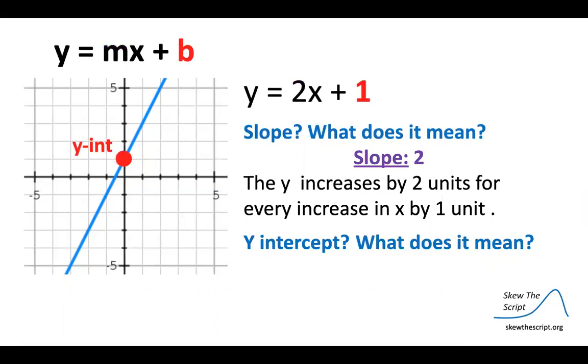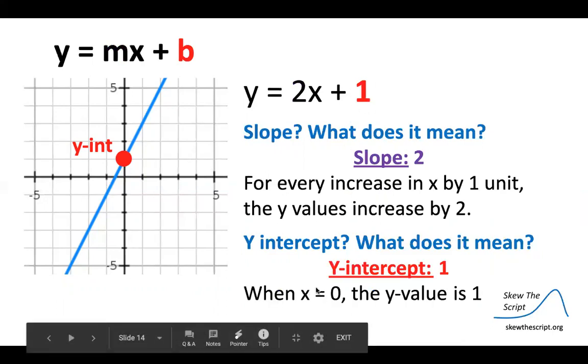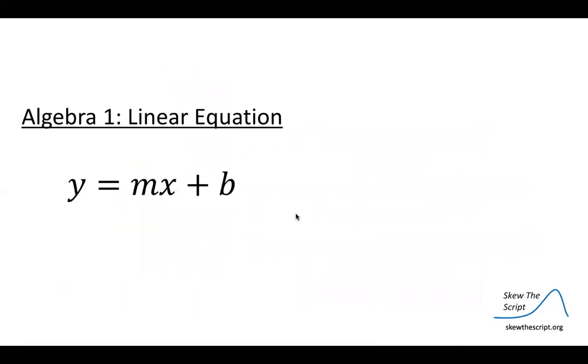What's the y-intercept? Well, there it is right there, that big red dot. And in the equation, it's this number, 1. So really, it is when x is 0, the y value is 1. So really, the y-intercept is the y value when x is 0.